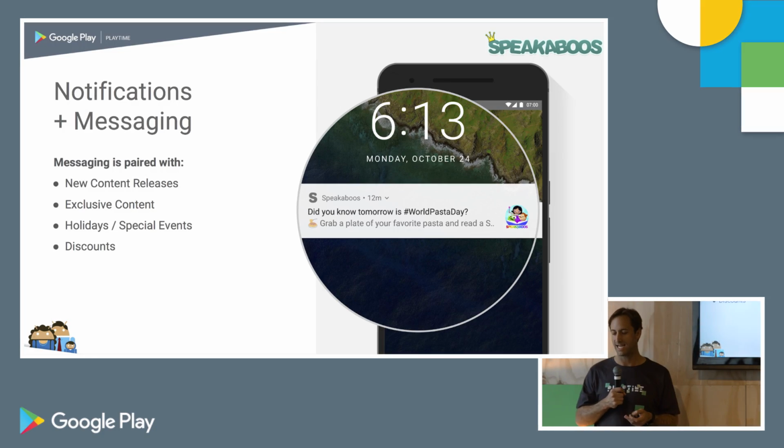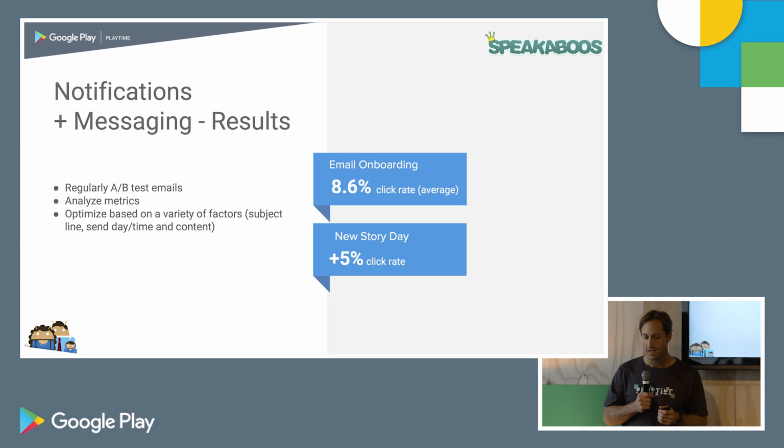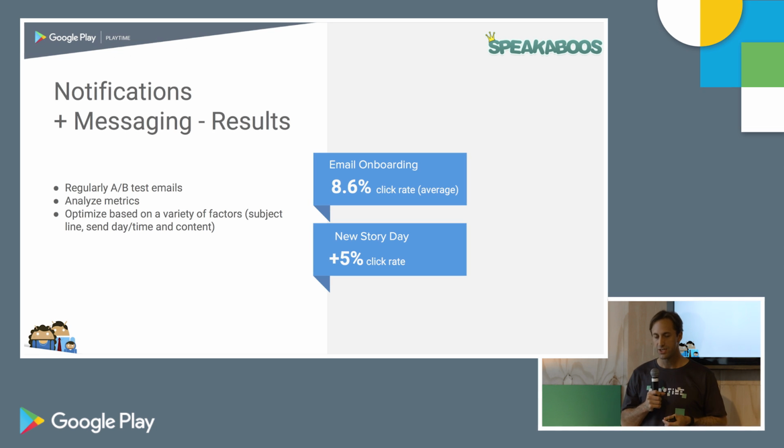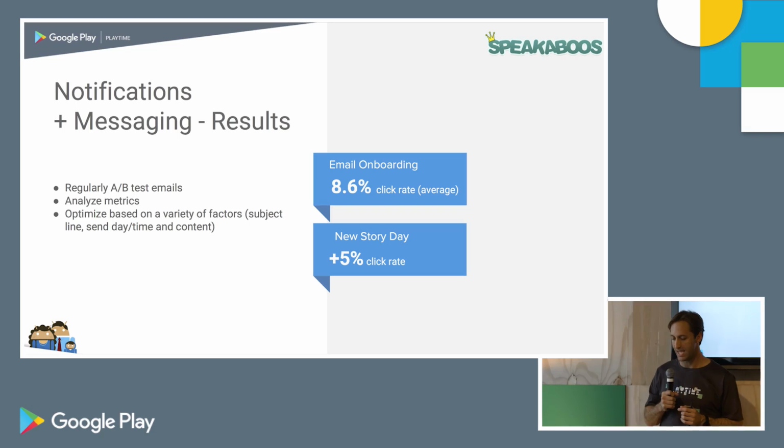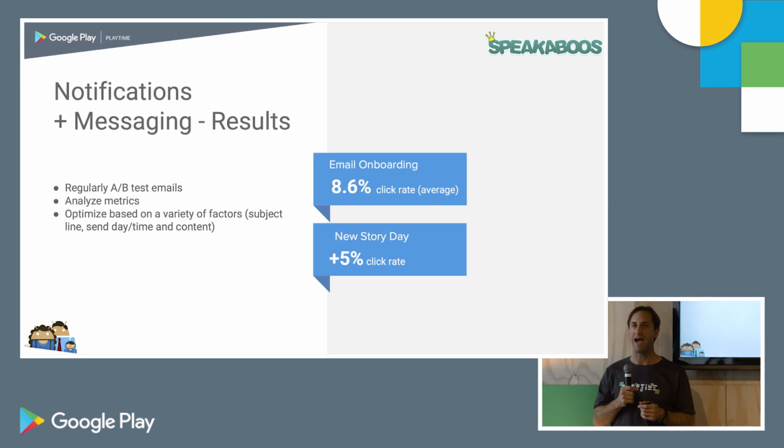They also time it with new content releases, exclusive content, holiday events, and discounts. They've seen strong results from their push notifications as well as from their messaging. They regularly test A/B results, analyze those metrics, and optimize based on a variety of factors, and this has resulted in a nice uplift. New story day for Speakaboos is an email that promotes special and exclusive content. That has driven a 5% increase in click rates. Content that makes use of appropriate hashtags is another key to this. Overall, they've seen a 60% increase in web traffic when it's paired with social accounts, which account for 5% of monthly traffic.